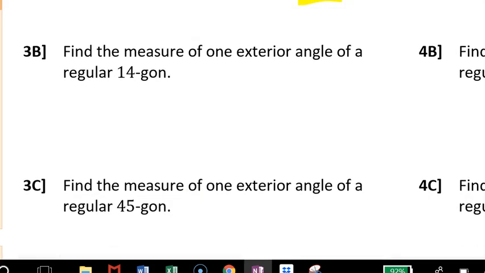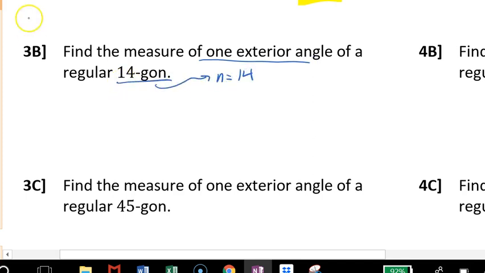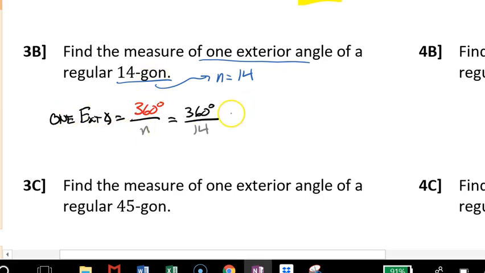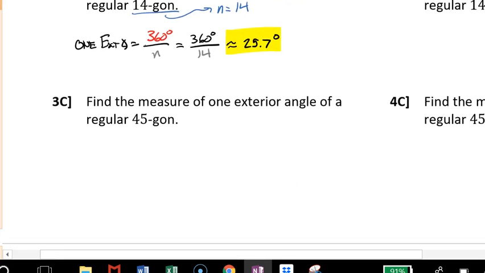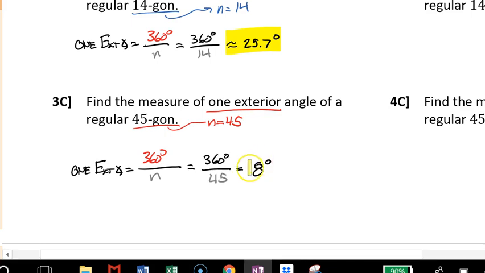Find the measure of one exterior angle of a regular 14-gon, which means that n is equal to 14. So we take 360 degrees divided by the number of sides, 14, which approximately equals 25.7 degrees for the measure of each exterior angle in a 14-sided shape. 3C, find the measure of one exterior angle. Once again, a 45-gon, we have 45 sides. n is equal to 45. So substituting these values in, it is 360 divided by 45, or 8 degrees.